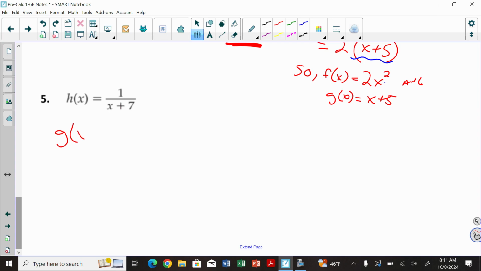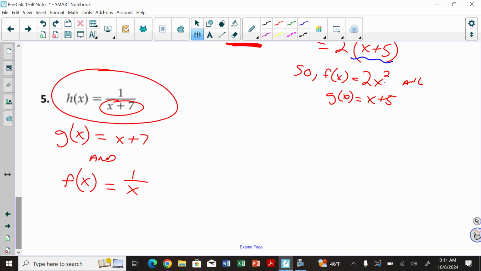So if I say g of x is the stuff that's happening to x, x plus 7, and then if I say f of x is 1 over x, then I will get this whole action right here. Again, just work backwards. You can always check your work. If I said that f of g of x was going to be this here, that would mean I would take this x plus 7 and plug it into here, and wouldn't I get 1 over x plus 7? So there you go. So there's your 2 functions.